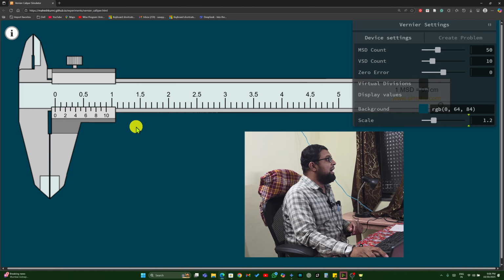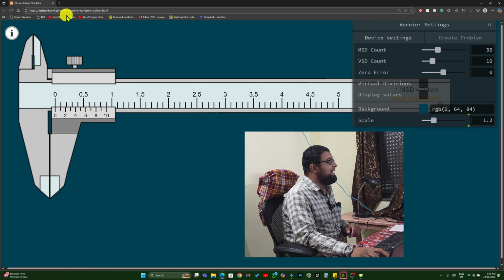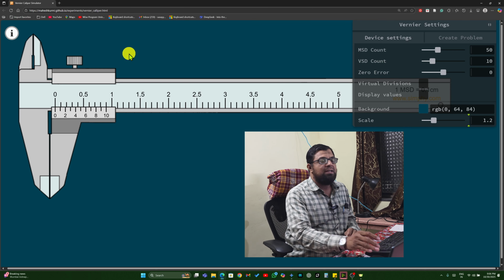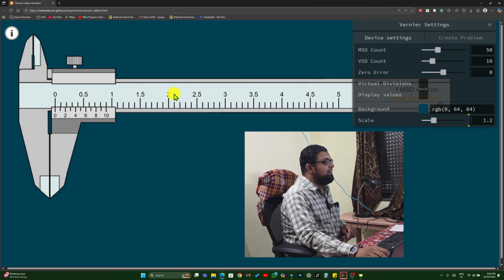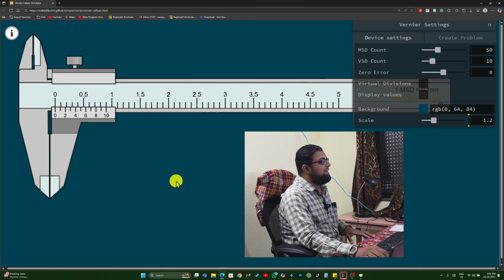In this video, we are going to see a simulation of a Vernier caliper. This simulation is developed by Professor Mahesh Kurmi sir, so we are thankful to him for making such a nice simulation of Vernier caliper. So let's get started. First of all, you have to enter this link of GitHub page. I will give this link in the video description. You can open there, then you will get this type of Vernier caliper.